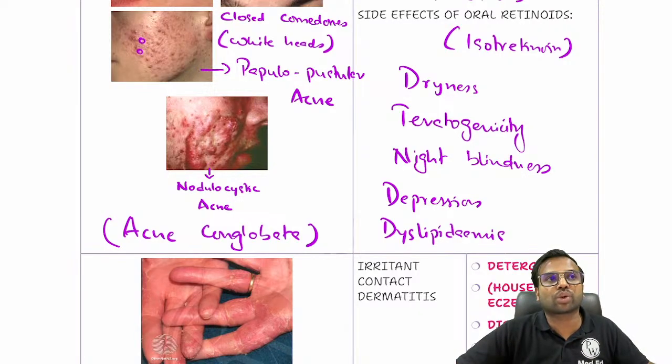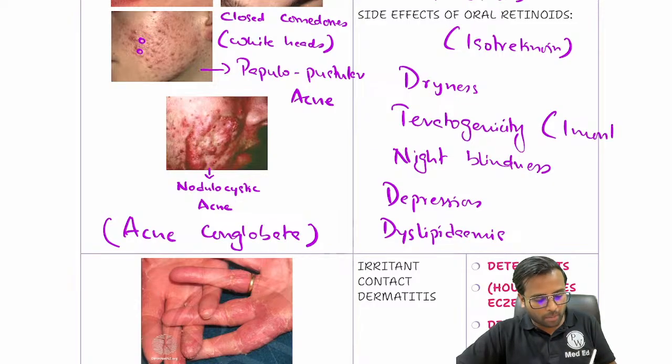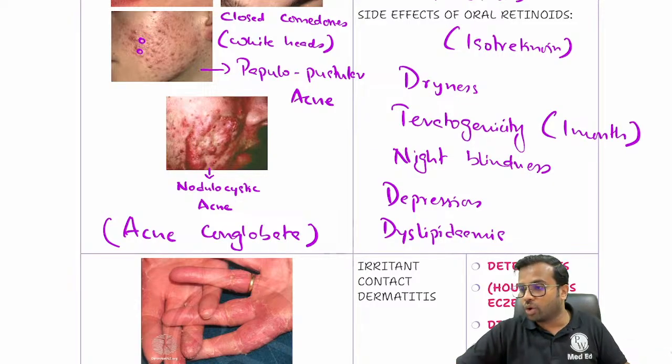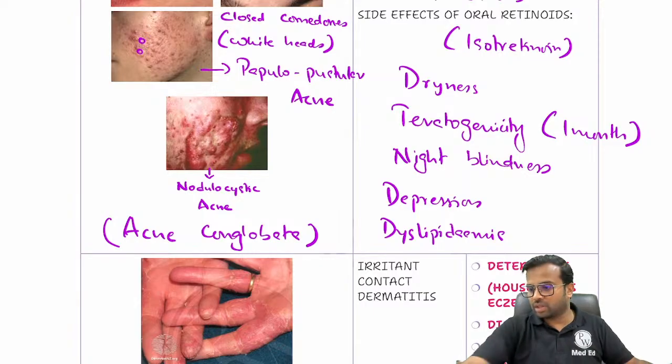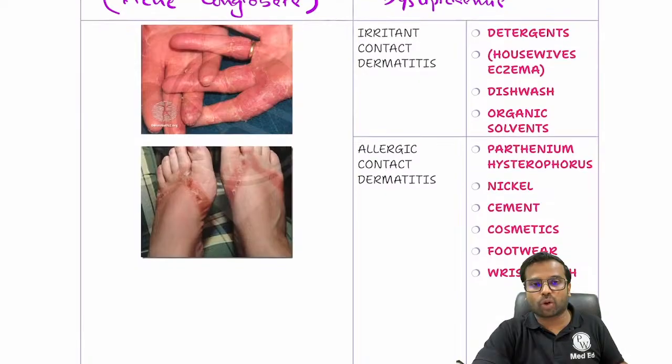Now, when it comes to isotretinoin, what is the teratogenicity period? Let us also write down the teratogenicity period. Is it going to be very long, like 3 years, or is it going to be a short teratogenicity? So here the teratogenicity is going to be 1 month. Okay, good. So now let's go to the next topic.